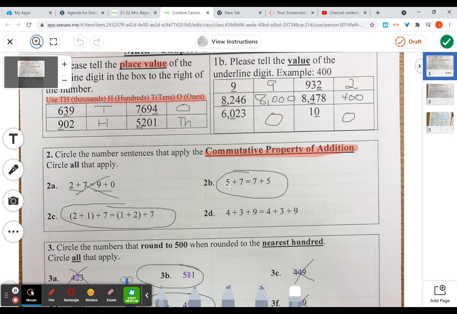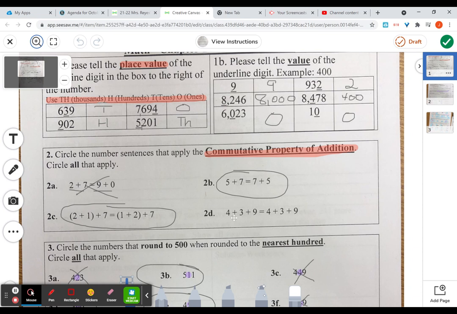B is 5 plus 7 equals 7 plus 5. Same numbers, and they switch places. This is the commutative property. C, I've got 2 plus 1 plus 7 is going to equal 1 plus 2 plus 7. So even though we're dealing with 3 numbers, you can still see that the 2 and the 1 have switched spots. So this is the commutative property.